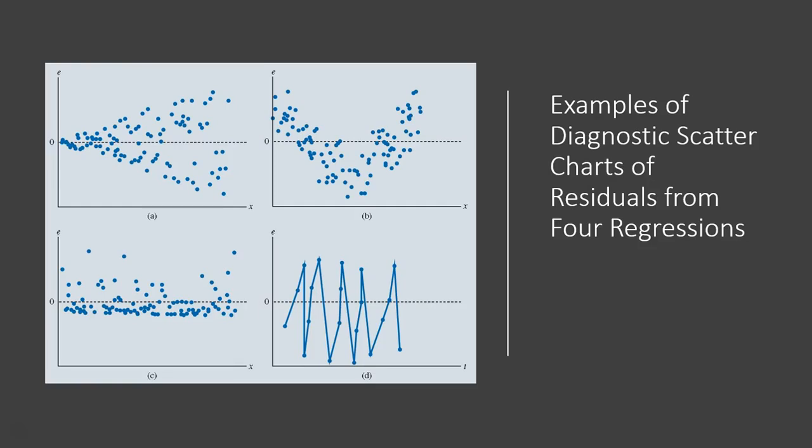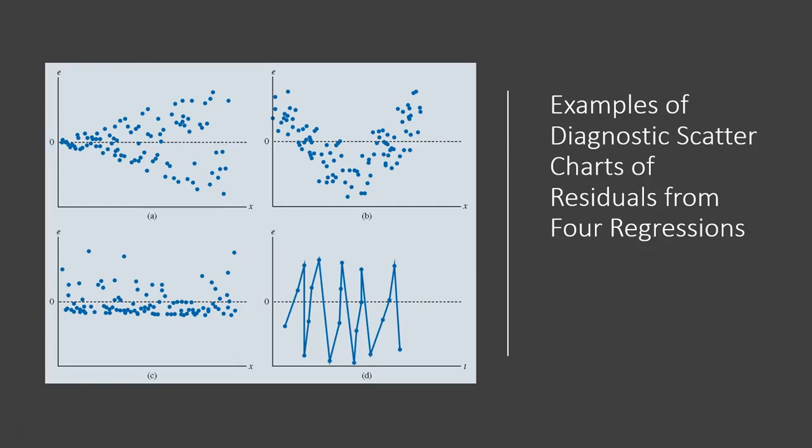If we look at panel A, the variation in the residuals increases as the value of the independent variable x increases. This suggests that the residuals do not have a constant variance. If we look at panel B, the residuals are positive for small and large values of the independent variable x, but negative for all the other values. This pattern suggests that the linear relationship in the regression model underpredicts the value of the dependent variable for small and large values of the independent variable and overpredicts the value of the dependent variable for the intermediate values of the independent variable.